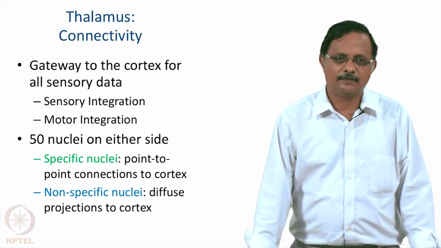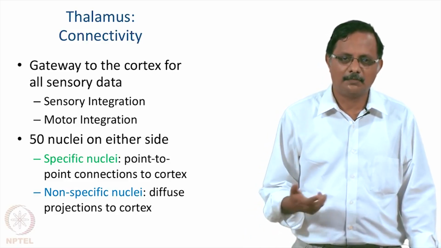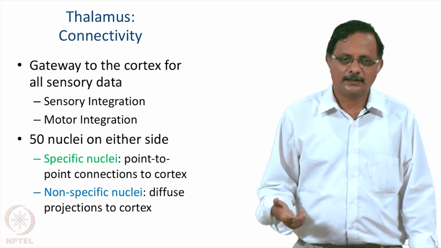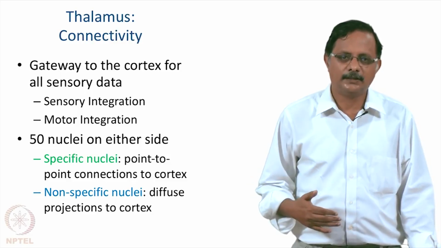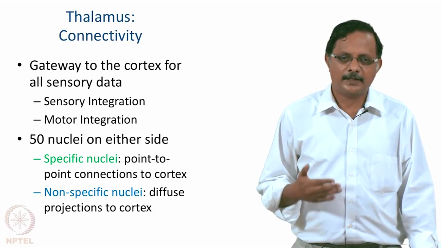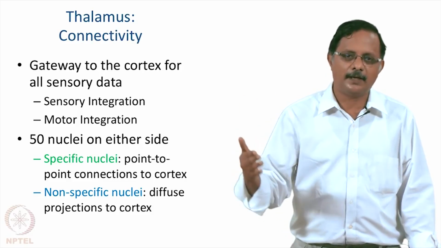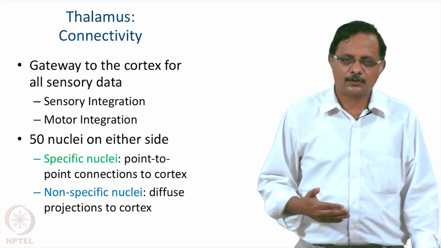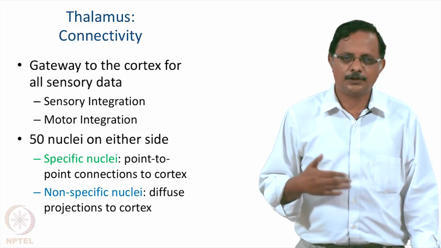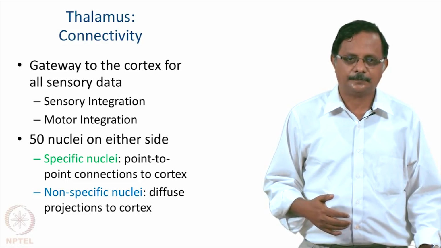The thalamus consists of about 50 nuclei. A nucleus here is basically a cluster of neurons, a compartment within the thalamus. There are approximately 50 of them, and there are two kinds of nuclei. There are specific nuclei which make point to point connections to the cortex, and they also receive extensive feedback connections from the cortex. Then there are non-specific nuclei which send diffuse projections to the cortex. Let us talk about both these kinds of nuclei.